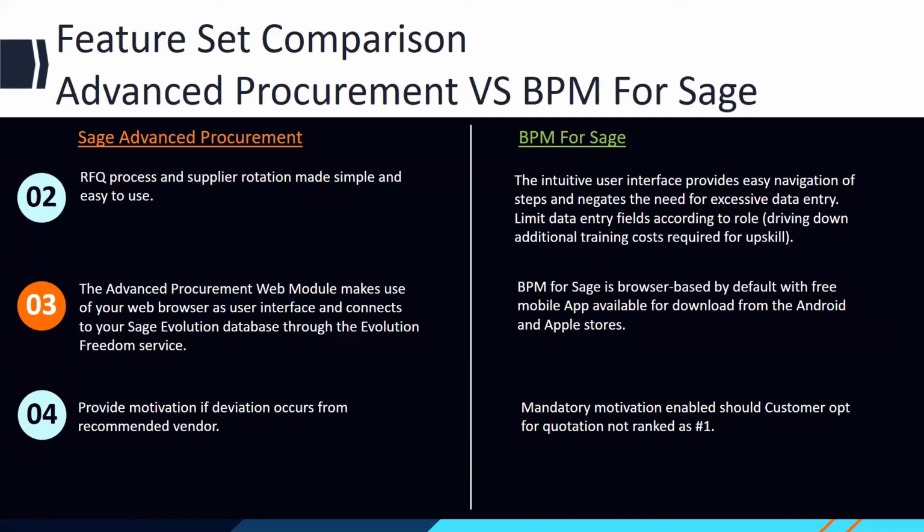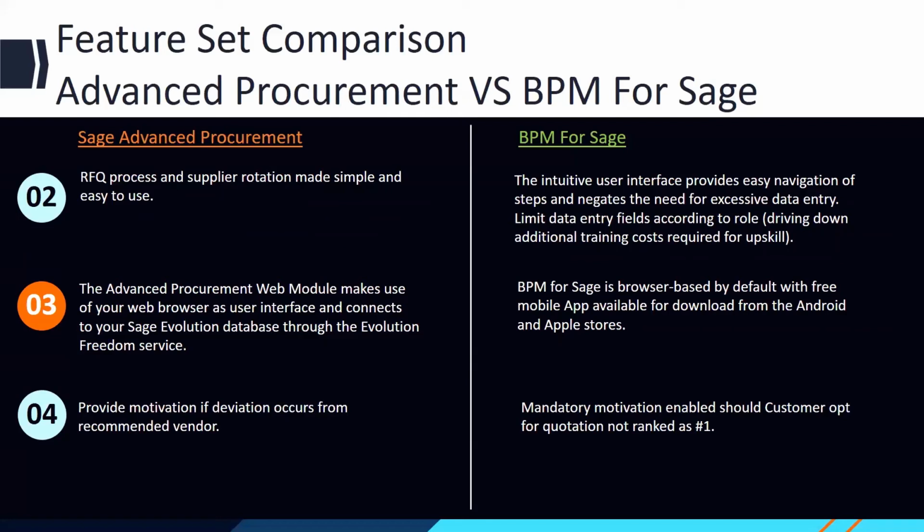With Advanced Procurement, they feature a web module which makes use of your web browser as a user interface and connects to your Sage Evolution database through the Evolution Freedom Service. Whereas BPM for Sage is a browser-based solution by default with free mobile app availability for download from the Android and Apple stores. Sage Advanced Procurement allows you to provide motivation if deviation occurs from recommended vendors.